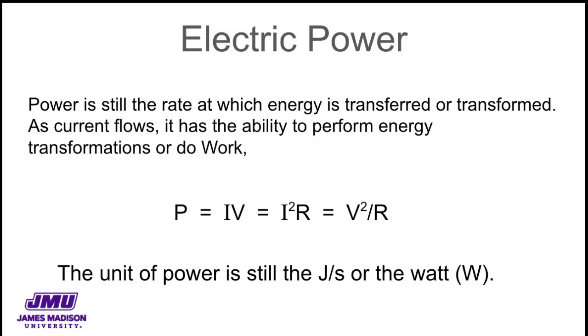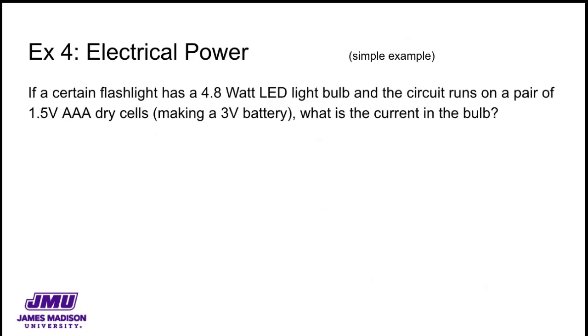Either way, whether you're talking about work over time, change of energy over time, or one of these equations on the screen right now, the unit of power is the watt, and 1 watt is equal to 1 joule per 1 second. The way we would use that equation in an electrical example problem like this one: if a flashlight has a 4.8 watt LED light bulb and the circuit runs on a pair of 1.5 volt AAA dry cells that are put together in such a way that they make a 3-volt battery, what is the current in the bulb?